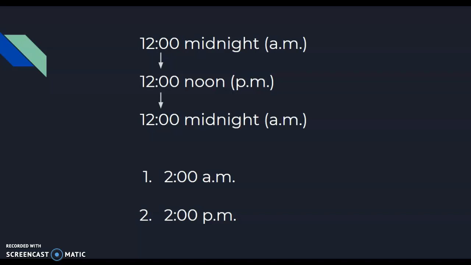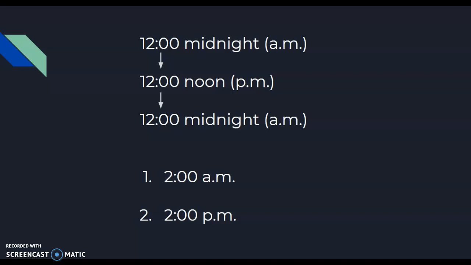And the only way we can know if someone says, "Oh, it's 1 o'clock." It was 1 o'clock when that happened. You have no idea if it was 1 o'clock in the morning or if it was 1 o'clock in the afternoon if someone doesn't say a.m. or p.m. Okay?